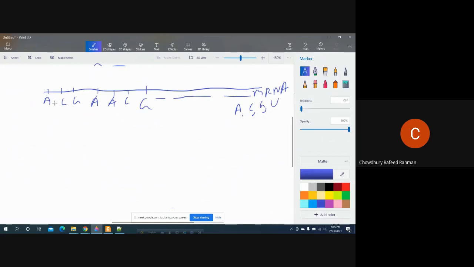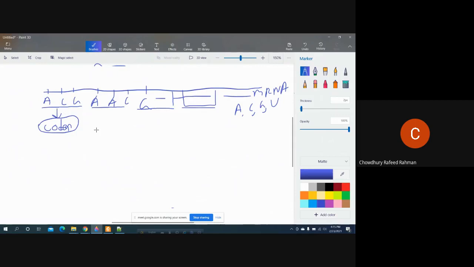Now it is to remember that three continuous bases of an mRNA form a codon. Okay. Three bases of an mRNA consist of a what? Codon. This is one codon, and the next three form another codon, and so on and so forth. So, do you understand the concept of codon? What does codon mean? Yes, sir. Codon is three bases of an mRNA.